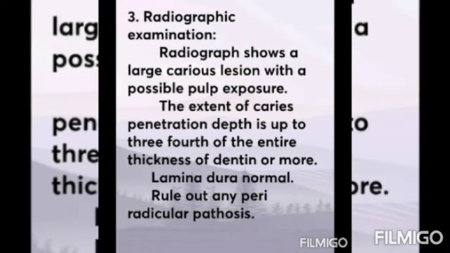Next, moving on to radiographic examination. The radiograph shows a large carious lesion with a possible pulp exposure.